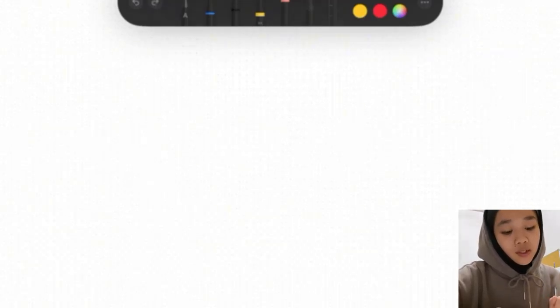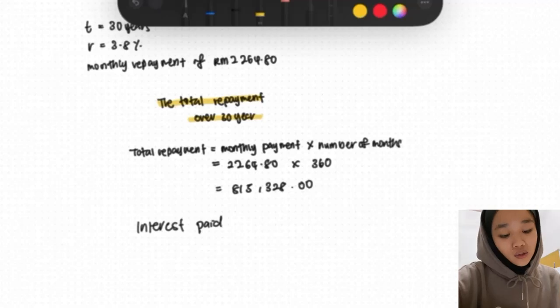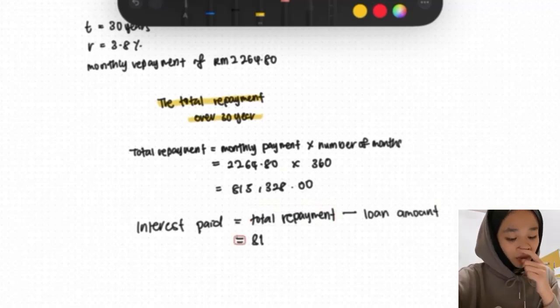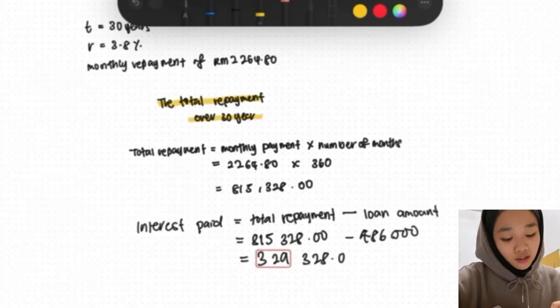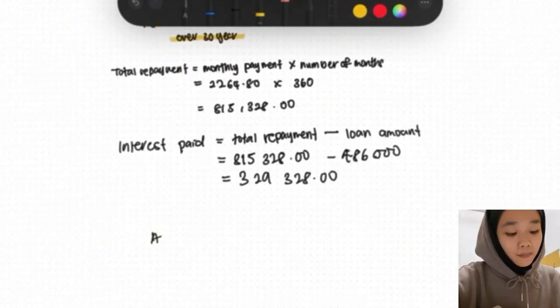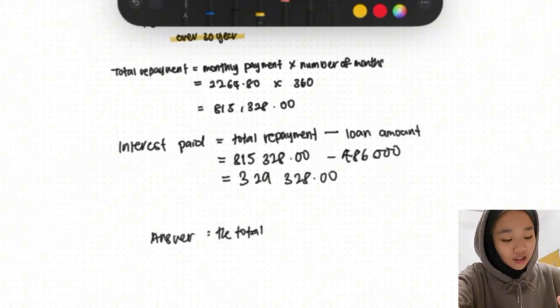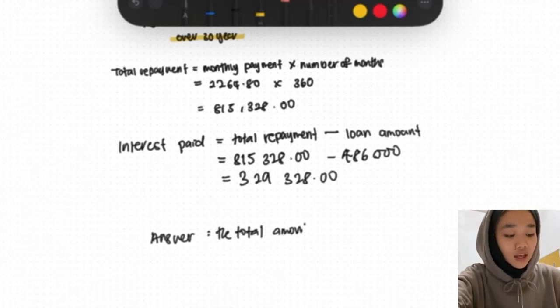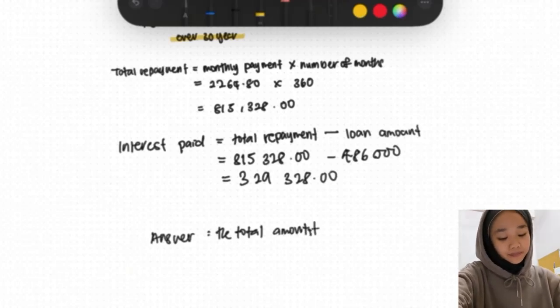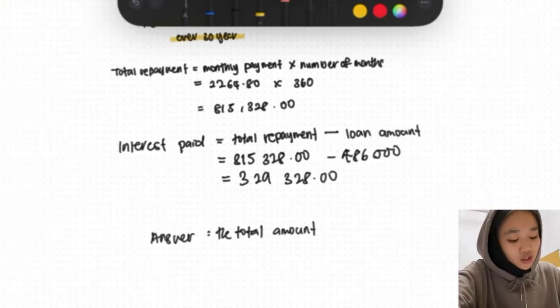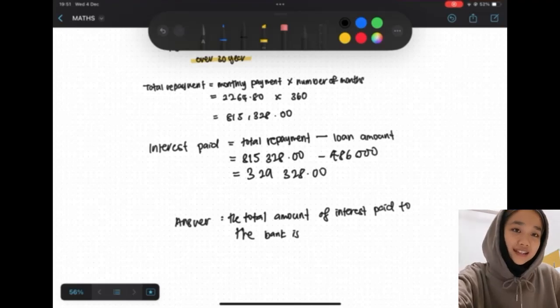Next, we subtract the principal loan amount from the total repayment to find the interest paid. To find the interest paid, we have to subtract the loan amount from the total repayment. The total repayment earlier is 815,328 ringgit minus the 486,000, which will be 329,328. So the answer is the total amount of the interest paid, 329,328.